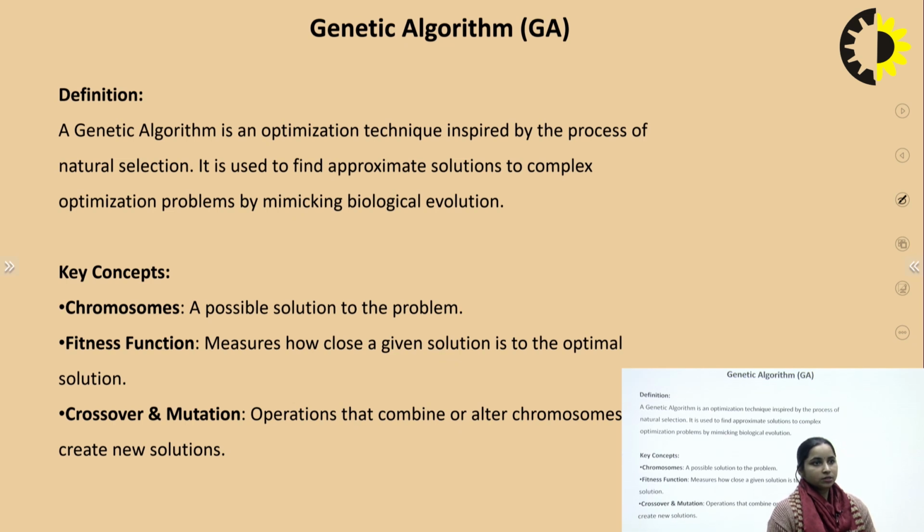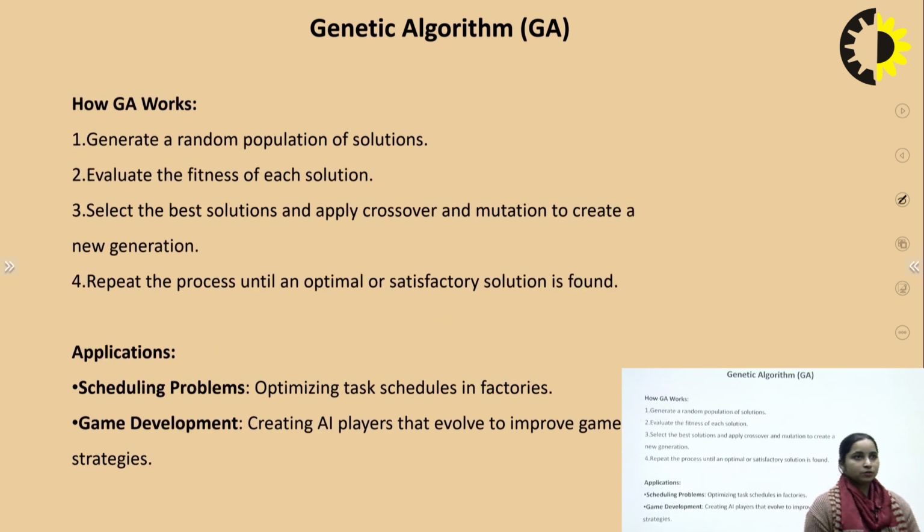The fitness function measures how close a given solution is to the optimal solution, and crossover and mutation are the operations that combine or alter the chromosomes to create new solutions. So how it works: it generates a random population of solutions, then evaluates the fitness of each solution, then selects the best solutions and applies crossover and mutation to create the new generation. And this step is repeated until the optimal or satisfactory solution is found. So this is how the genetic algorithm works.